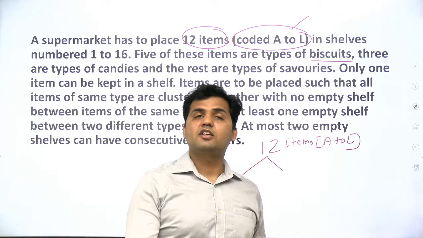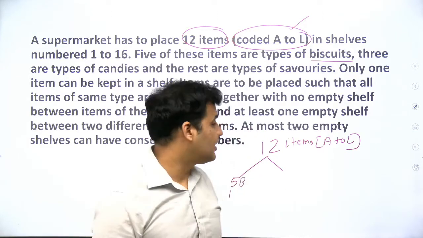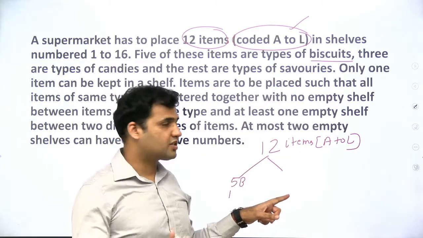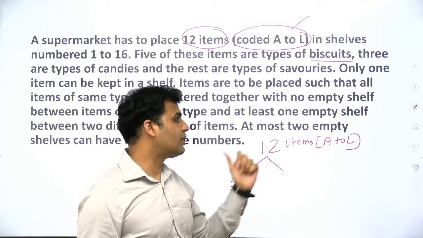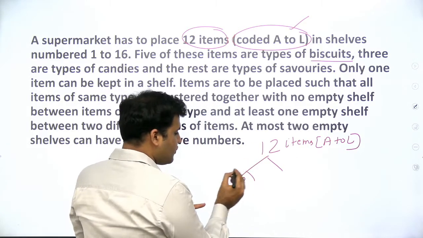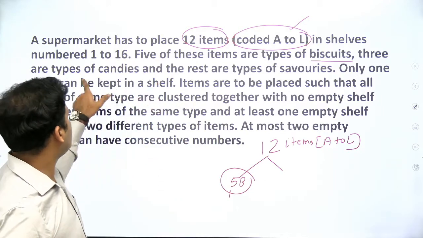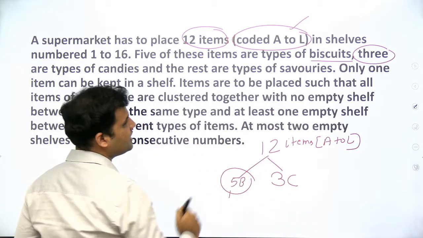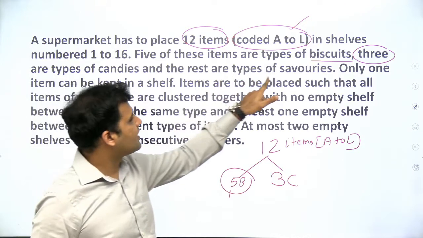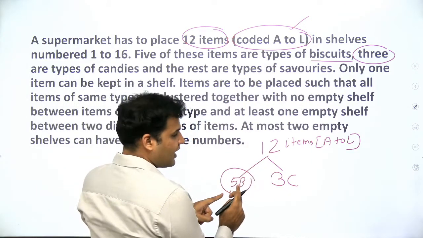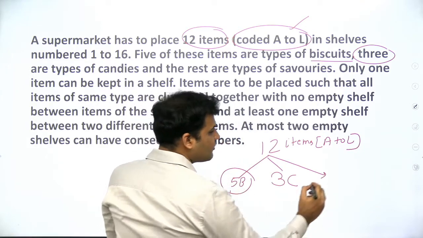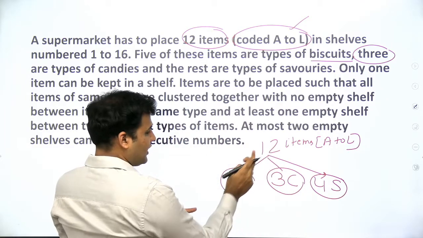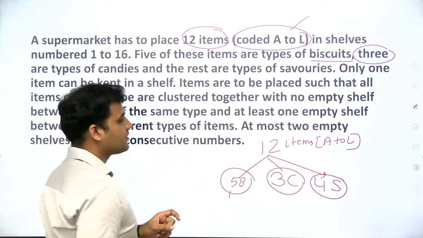That means every item is coded as a separate alphabet letter, and they are supposed to be arranged on 16 shelves. So there are a total of 1 to 16 numbered shelves, but the items that you are supposed to place are only 12. And out of these 12 items, we have 5 biscuits. 3 are the types of candies, guys. The next line says 5 biscuits, 3 candies, and the rest are types of savories. So out of 12, we have 5 biscuits, 3 candies, so the remaining items will be 4, and there are 4 types of savories, right? So out of 12 items, we have 5 biscuits, 3 candies and 4 savories.